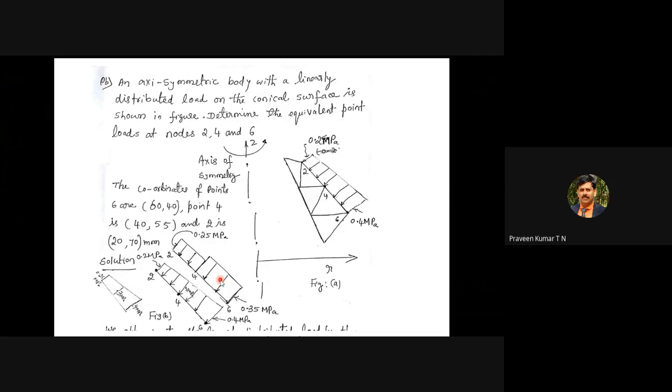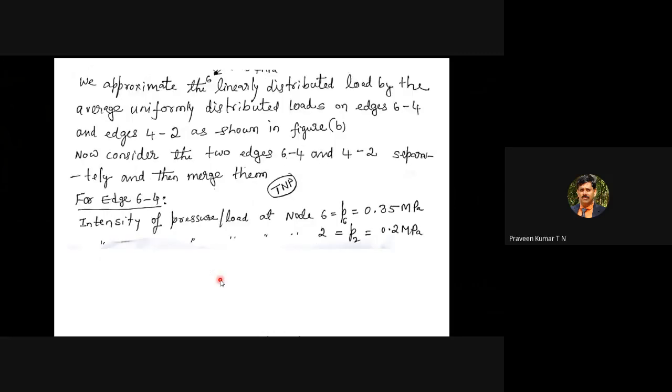When you come to the axisymmetry problem, we have TR. The TR is acting along the radial direction. We have the force acting in an inclined direction. That force we resolve along the R direction, and one more force acting in the Z direction. Hence, we have TR and TZ.